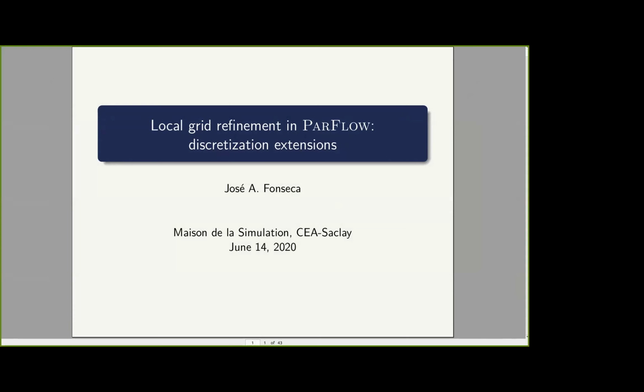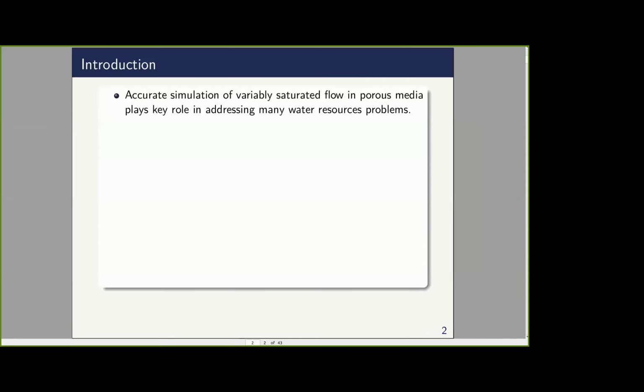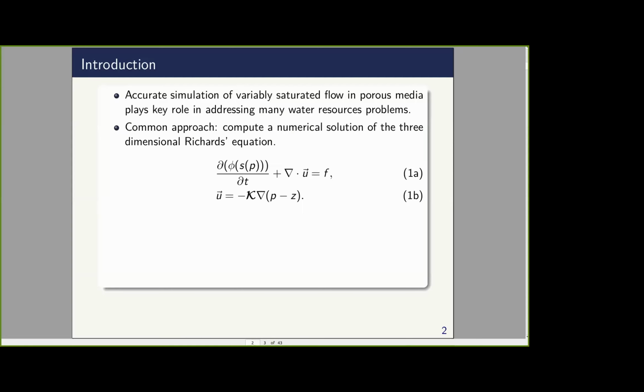So just to start with a little introduction for those external to the project or to the EoCoE consortium. Why we do this? Well, we start with the notion that accurate simulation of variably saturated flow in porous media is really important in many problems, and the common approach is to compute a numerical solution of the Richards equation, which I put here as a reference.